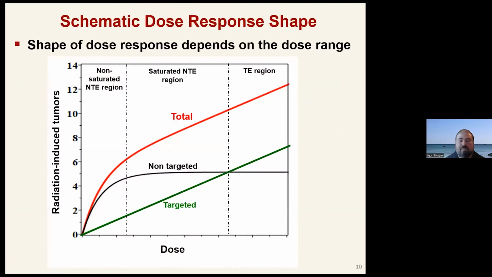And the general behavior of this model is something like this schematic, where there are two components contributing to the total response. So the targeted response component is linear as a function of dose, but the non-targeted component is not linear. It saturates. So the sum, which is the red curve, has a nonlinear behavior, especially at low doses, and approaches linear at high doses.